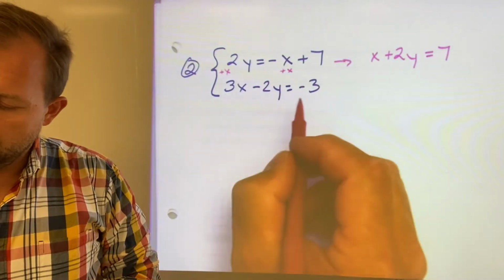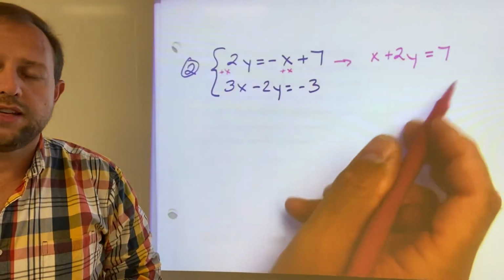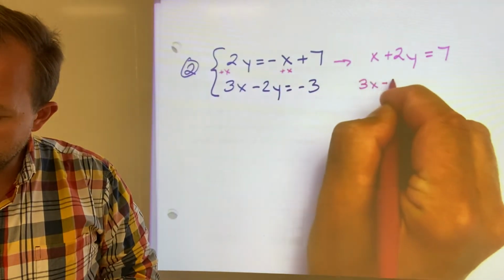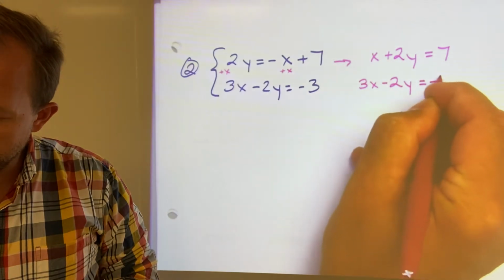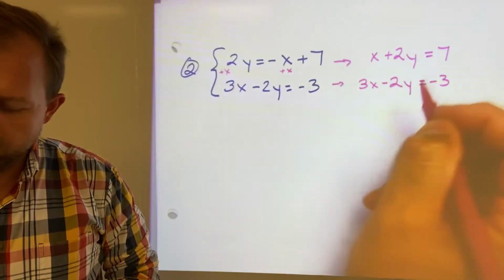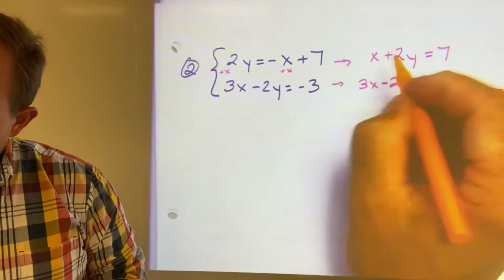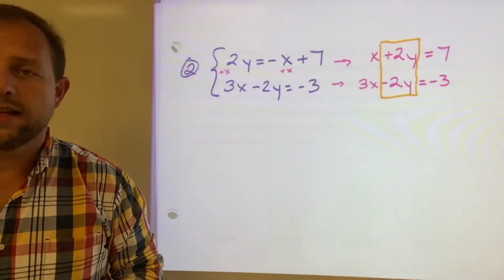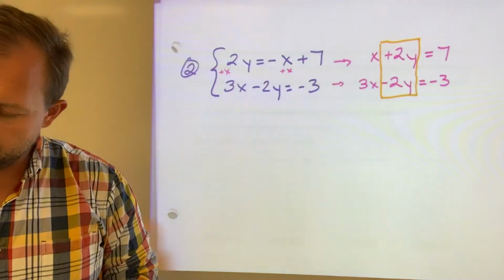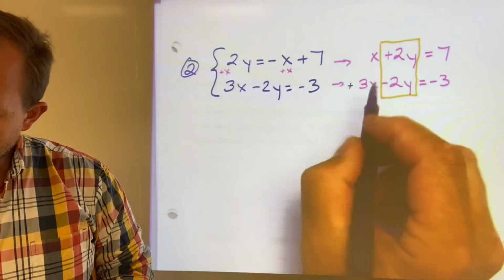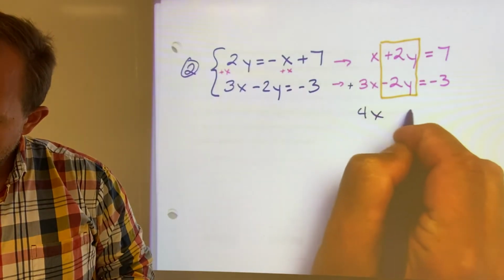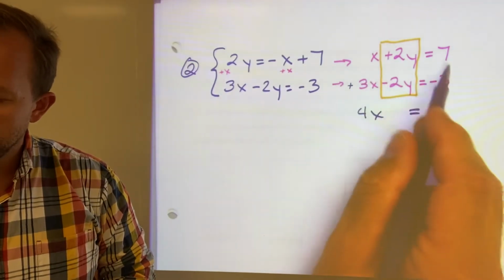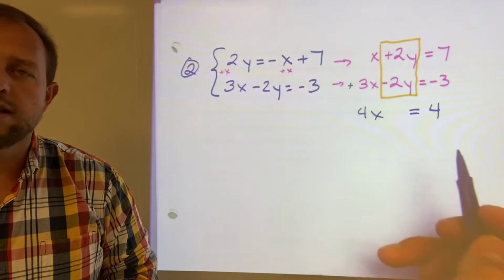Okay? Got the x and the y on the left, the constant on the right. This equation was already in that form: 3x minus 2y equals negative 3. And now we see that our y's are equal but opposite, and they will cancel out. So when we add these two equations together, we get 4x equals 4. X plus 3x is 4x. 7 plus a negative 3 is a positive 4.